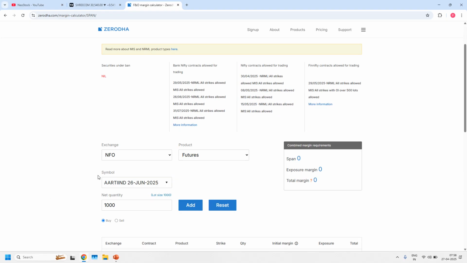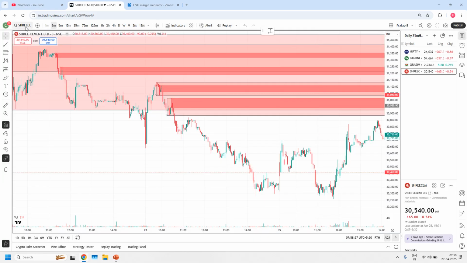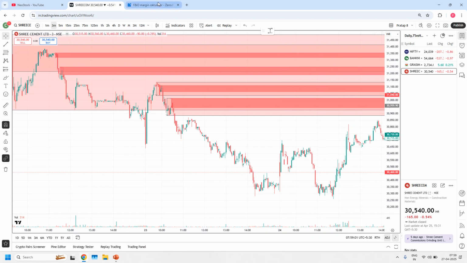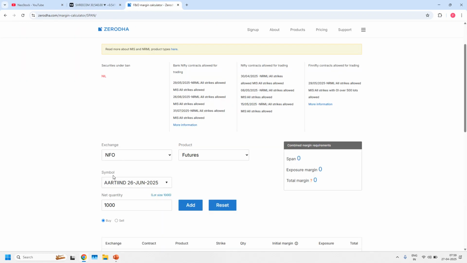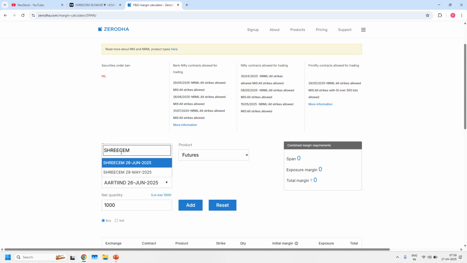Okay. Here, which stock do you want to refer to? Sriram Cements. So I am copying the script name. This is the NSE symbol. Always you have to use the NSE code, symbol code. So here the symbol I am typing, Sriram Cements.